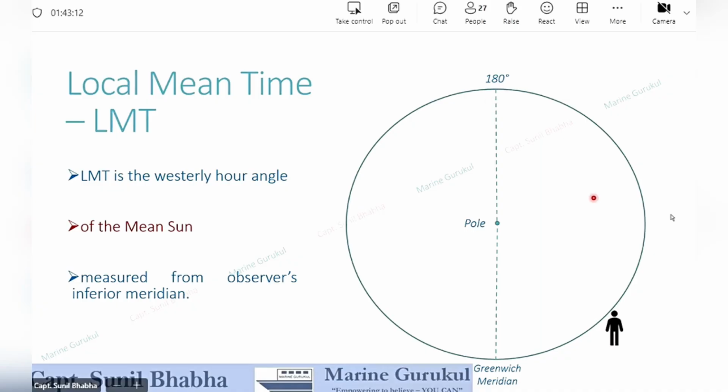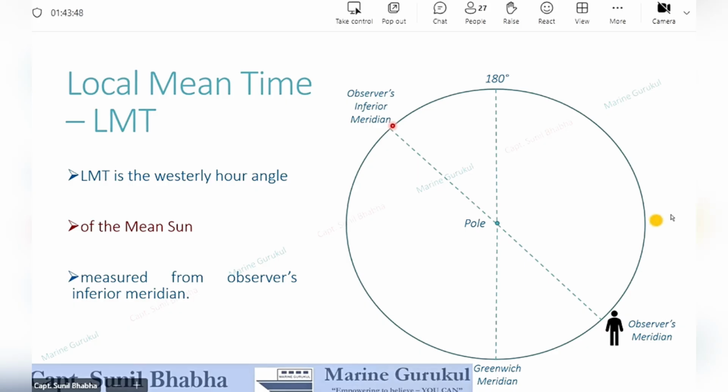Now let's assume that we have an observer located at this particular location. Let's mark off the observer's meridian also. Now you see this dotted line coming up marking the observer's meridian. Exactly in the opposite direction, reciprocal to it, will be the observer's inferior meridian. So in our diagram, looking from the top of the North Pole, we have the Greenwich meridian, the 180 meridian, the observer's meridian, and the observer's inferior meridian.